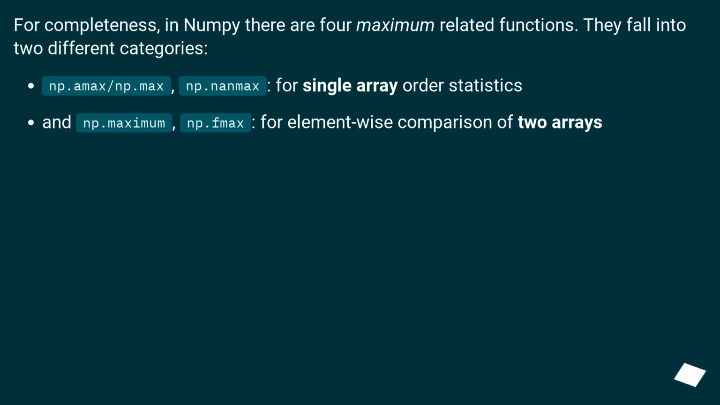For completeness, in NumPy there are four maximum-related functions. They fall into two different categories: np.amax/np.max and np.nanmax, for single array order statistics, and np.maximum and np.fmax, for element-wise comparison of two arrays.